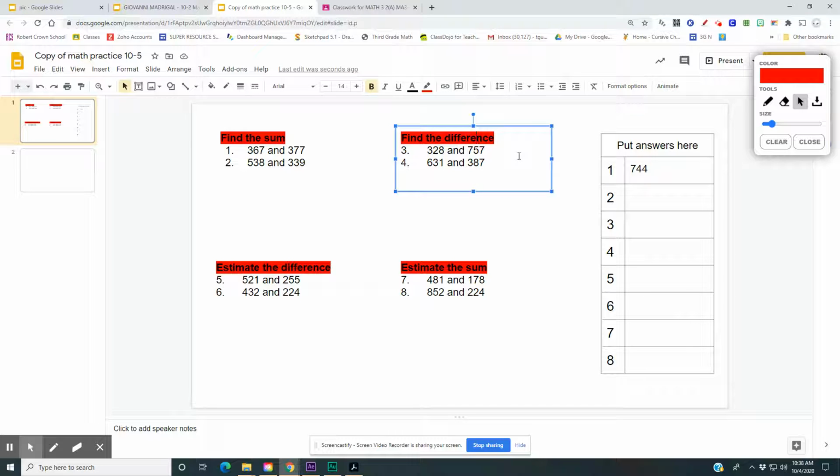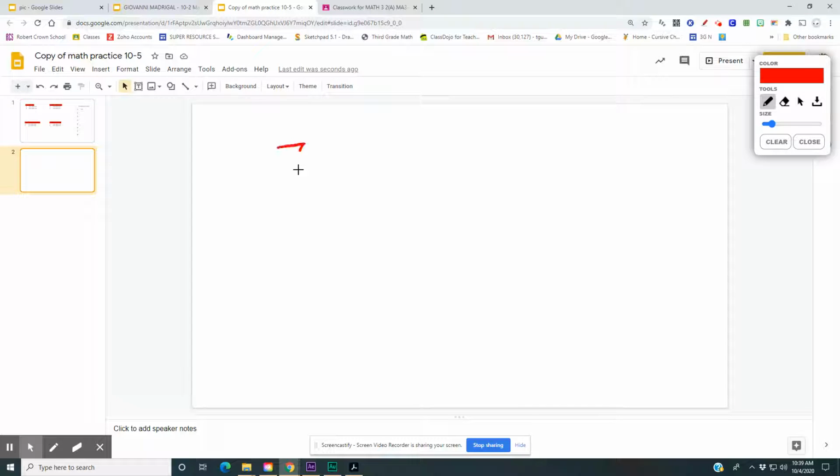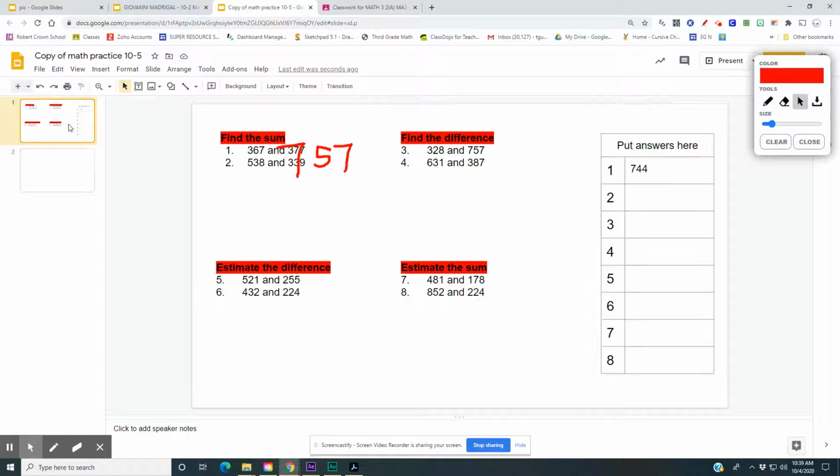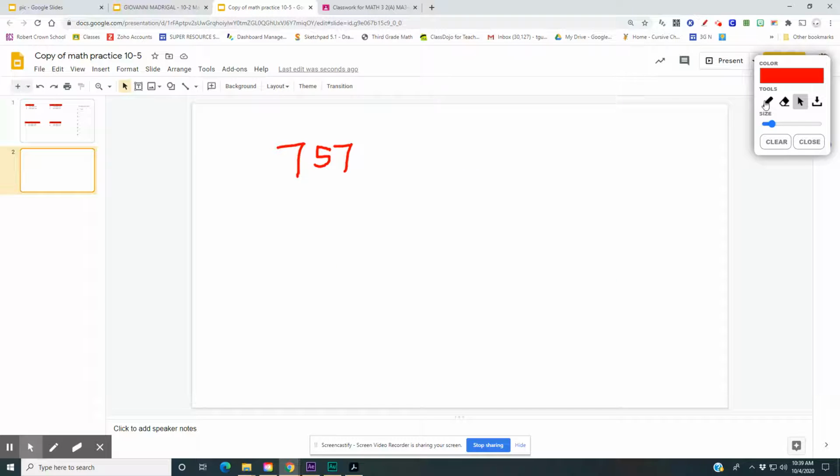So how am I going to line those up properly to find the difference? Well, I know that the highest number is going to be at the top. So I have 757. And my lower number is 328. So I want to make sure I write the correct numbers down. Otherwise, I'm going to get the wrong answer. 328. And it says find the difference, not estimate, find. So I'm going to put a minus and just do my subtraction.